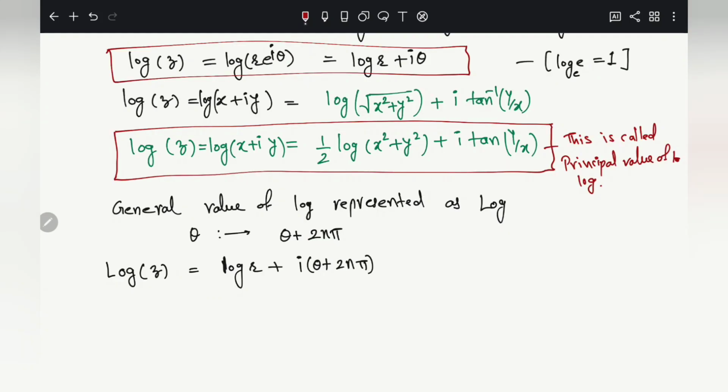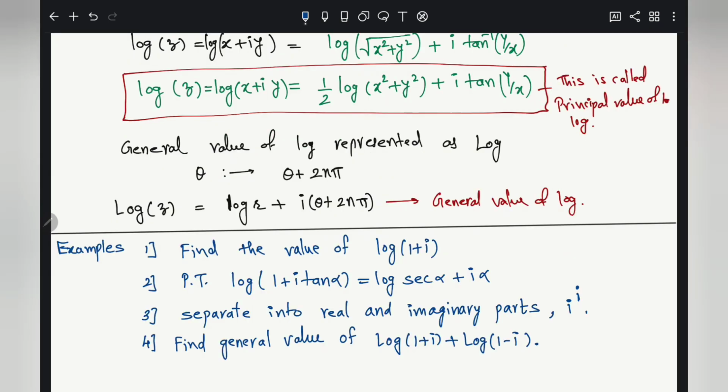Okay, this is called the general value of log. Now let's quickly move to the examples. So students, here I have noted some standard types of examples which are asked from this topic.